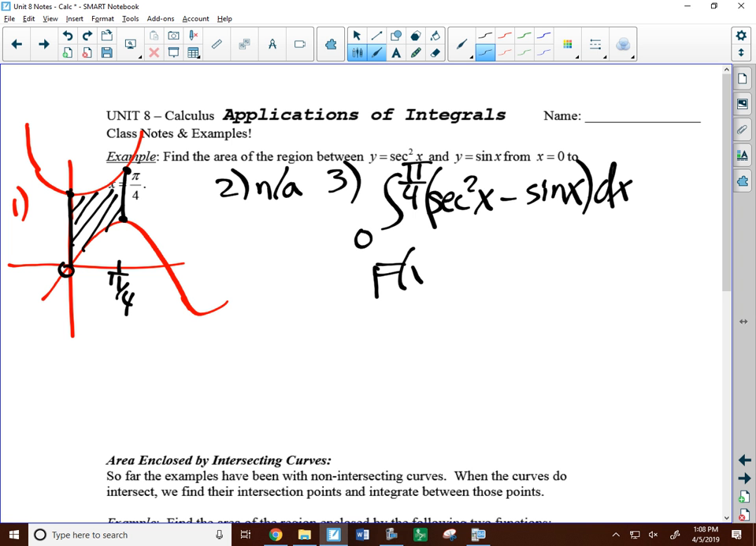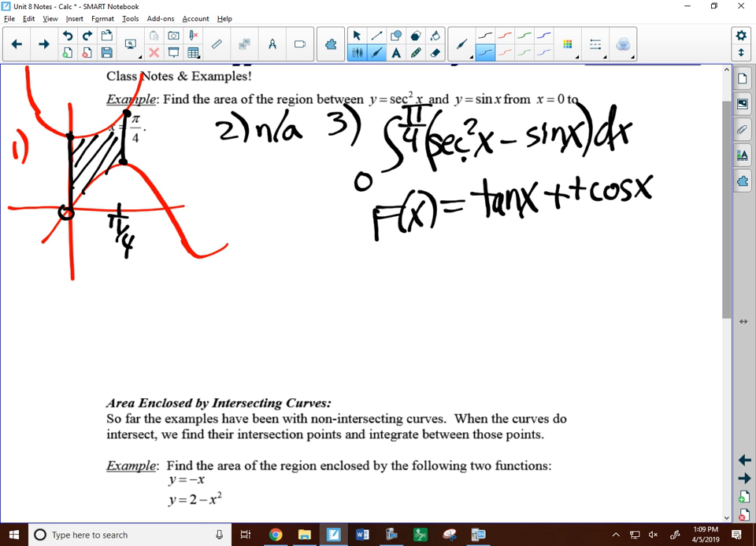We set it up, and we know these antiderivatives. The antiderivative of secant squared is tangent of x, minus the antiderivative of sine, which is negative cosine. And you could just write a plus here, minus and negative. Okay, so that's the antiderivative. We'll plug in f of pi over 4 minus f of 0.